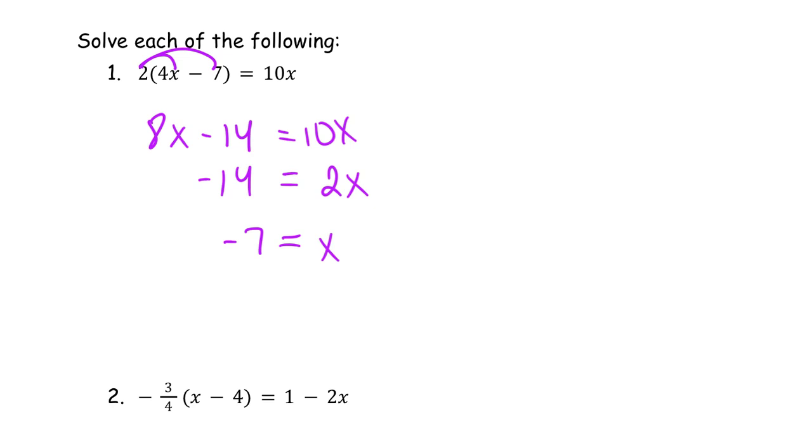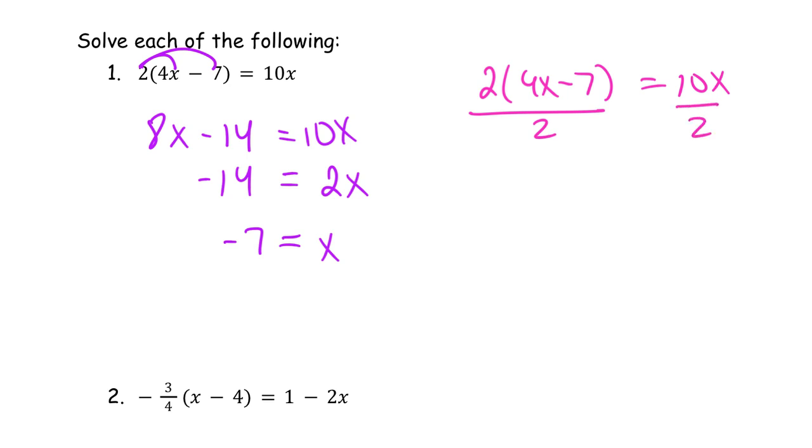Do you notice how this 2 is multiplying the whole left side? Do you see how that 2 is multiplying the whole left side? So I'm going to divide both sides by 2. That's going to give me 4x minus 7 equals 5x, because these 2's become 1. 2 divided by 2 is 1. Subtract my 4x, and I get x equals -7.